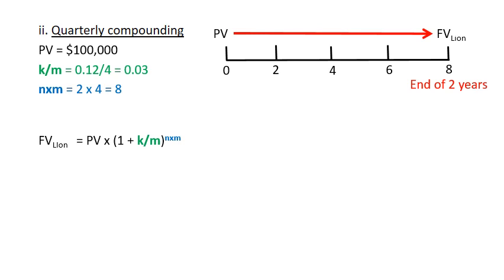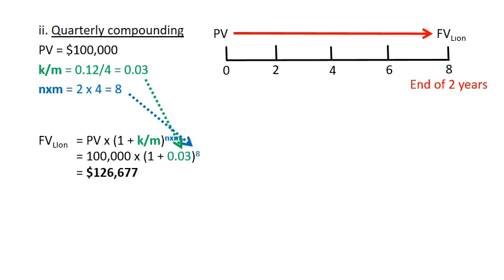So look at the formula here. The formula is different from the previous one because of quarterly compounding. It's because of K divided by M and M times N. So substitute these figures in. You get 126,677.